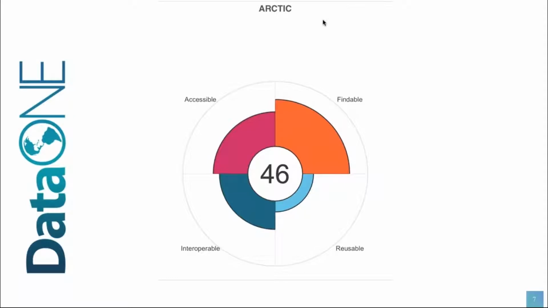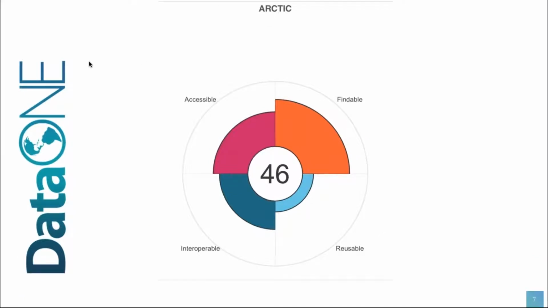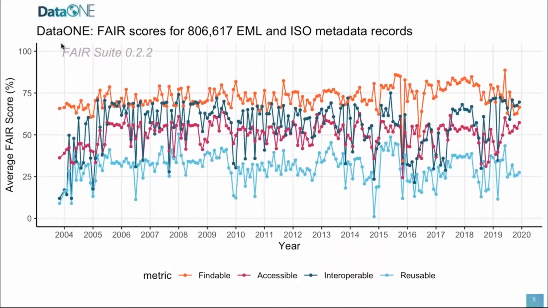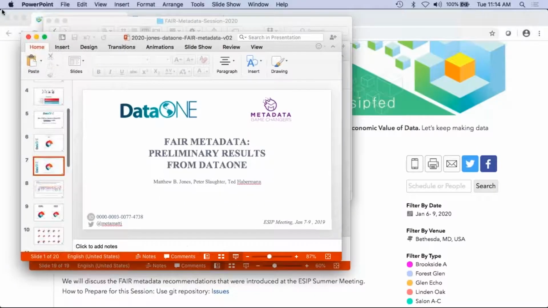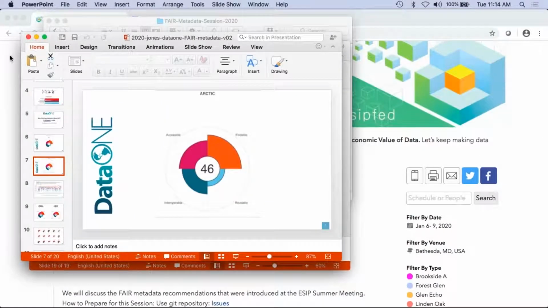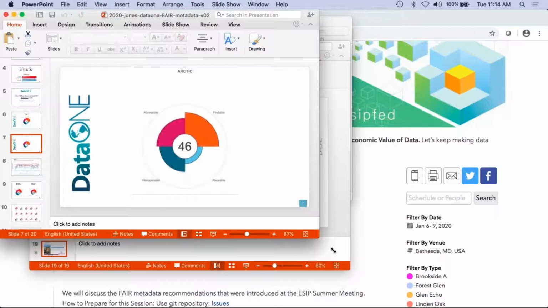Okay, so this is basically running through all of the different repositories in DataONE, and you can get a sense of the variability as you move through these repositories. The scores range from about 30 to about 60 or 61, and you get a sense that in general Findable is pretty good, but all of the other categories are highly variable. Reusable is almost always low as you move through each of these different repositories within the DataONE network.